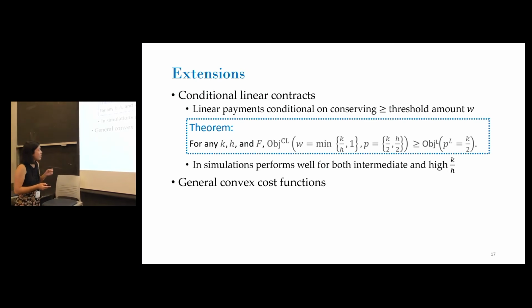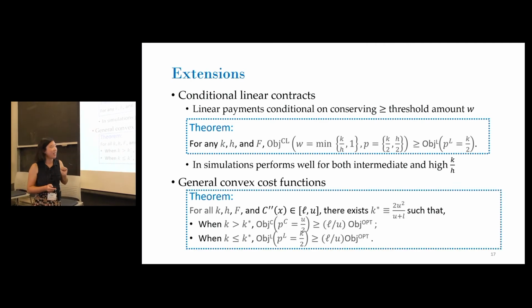And then we can also extend this to general convex cost functions. What's going to happen is that my half was really coming from the quadratic. And so now the half is going to change depending on bounds that I can place on the second derivative of my function.